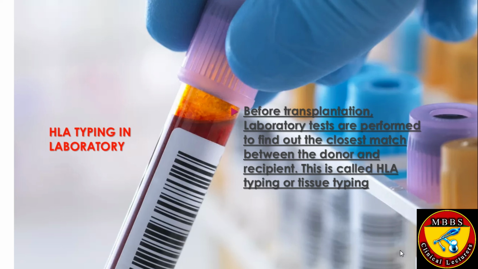Okay, now we have understood the concept of MHC. Now we have learned about transplantation and its types, and I am constantly saying that mismatched grafts are rejected. But how are we matching, how are we analyzing that there is a good match between the recipient and the donor? This is all done by processes performed in the laboratory. The processes used to find the closest match between the donor and the recipient are called HLA typing or tissue typing.